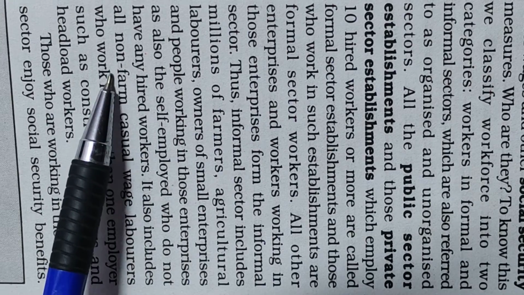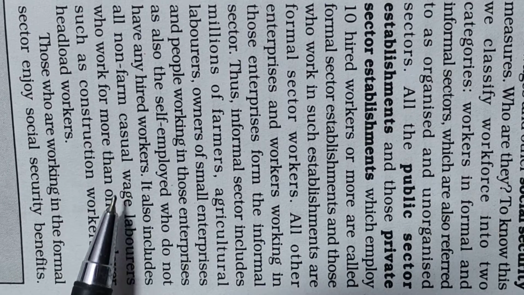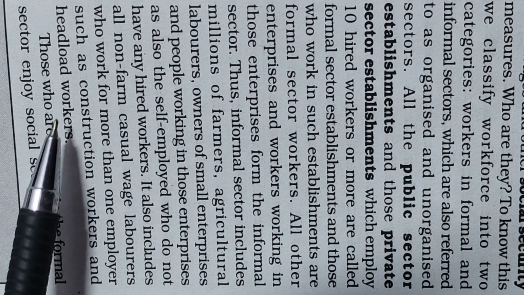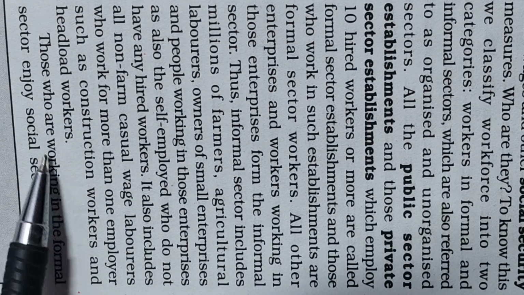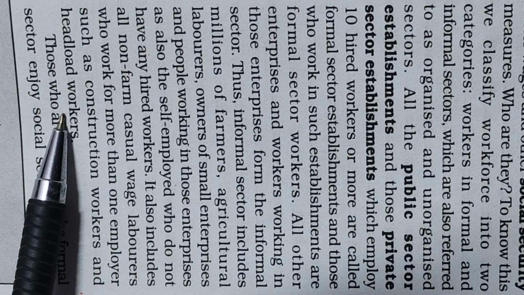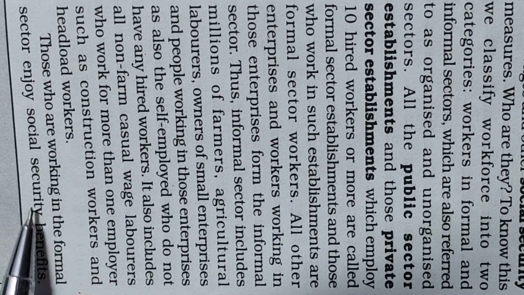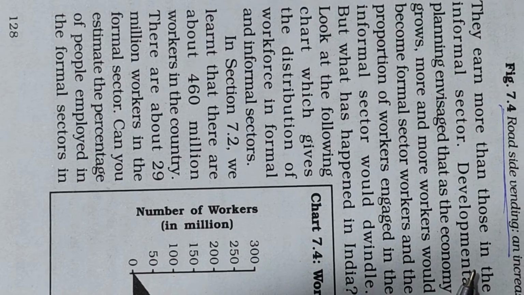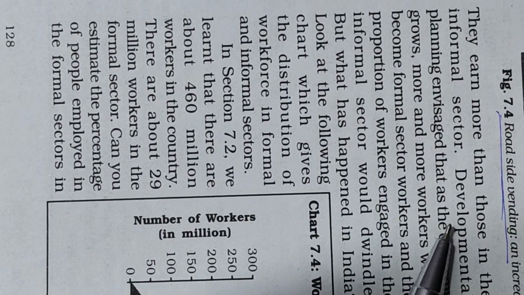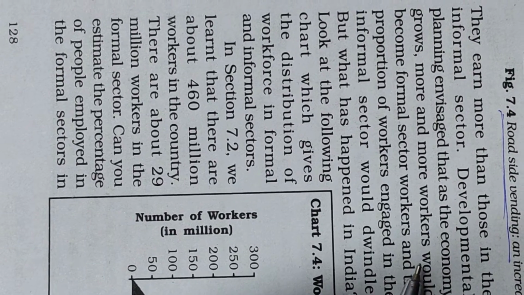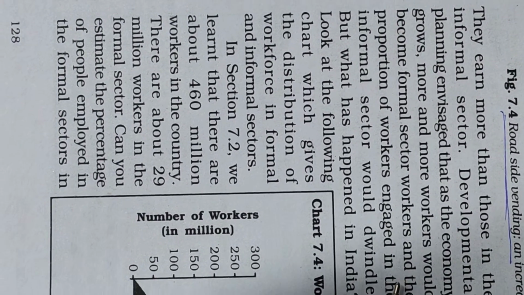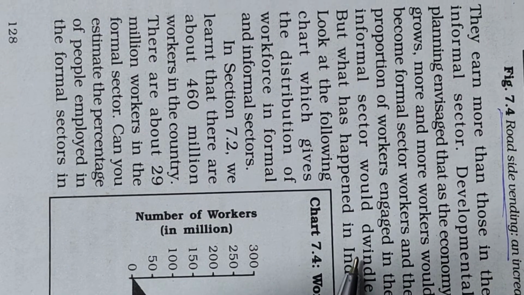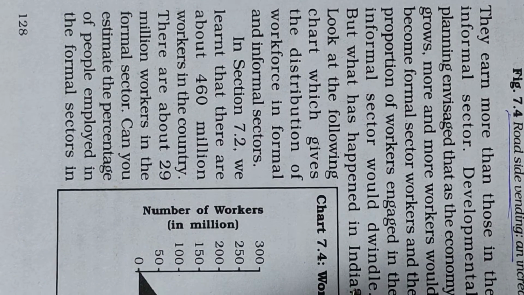It also includes all non-farm casual wage laborers who work for more than one employer, such as construction workers and head load workers. Those who are working in the formal sector enjoy social security benefits. They earn more than those in the informal sector. Development planning envisaged that as the economy grows, more and more workers would become formal sector workers, and the proportion of workers engaged in the informal sector would dwindle.